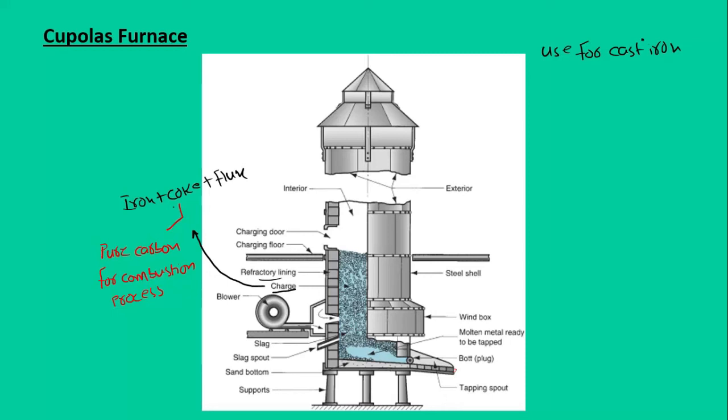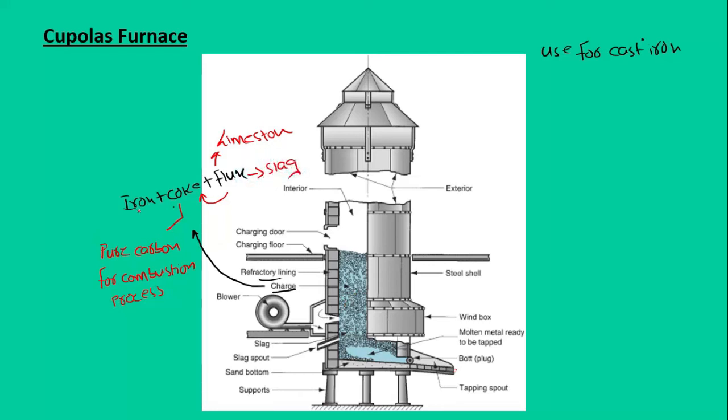Then we have the flux. Flux, in this case, is mostly limestone. It reacts with the ash once it is combusted, so there's ash formation. The flux reacts with this ash and other impurities to form a waste material that's called the slag.